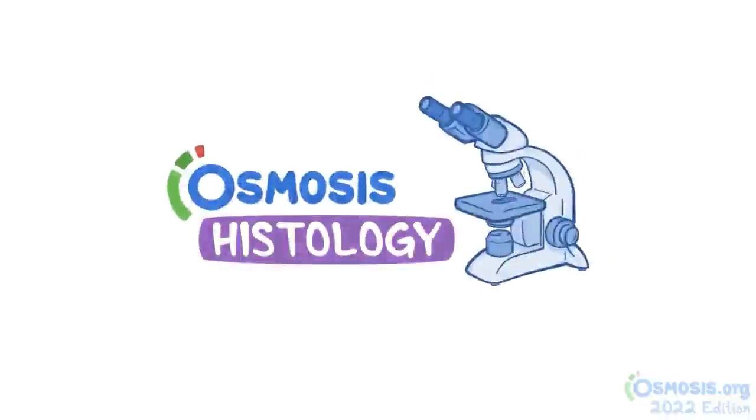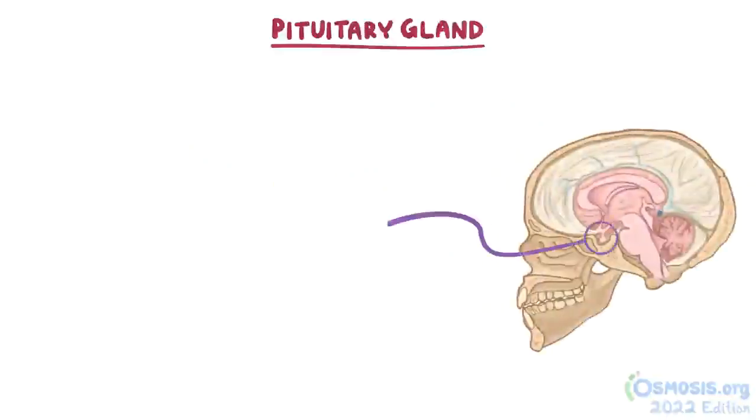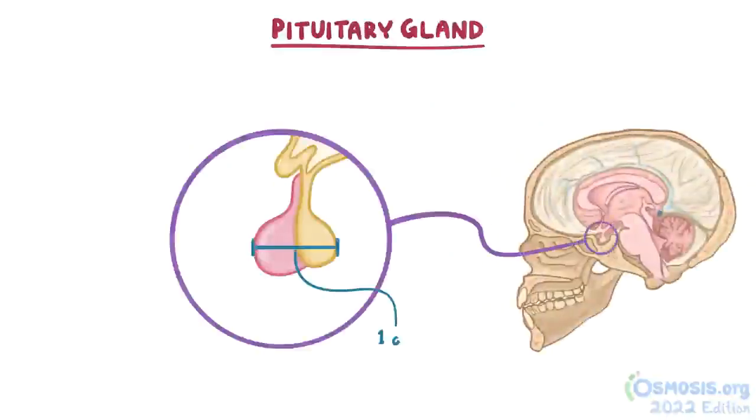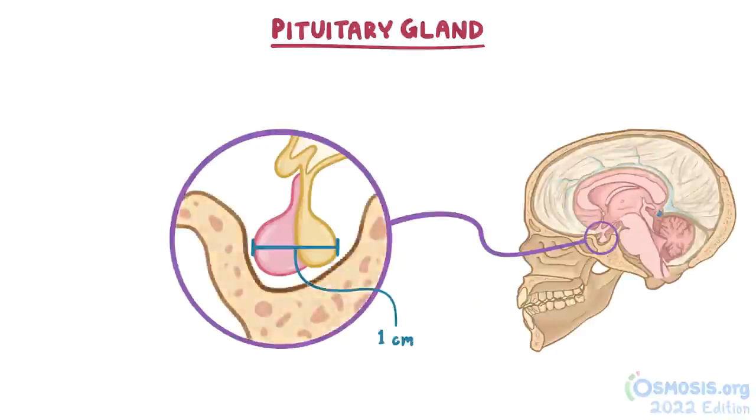Now, let's get a closer look. The pituitary gland is a small gland with a diameter of approximately 1 centimeter. It sits within a saddle-shaped bone cavity called the sella turcica, at the base of the brain.